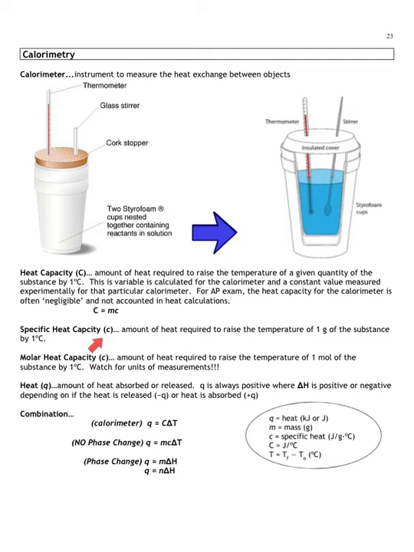The specific heat capacity, this is small c, and it's the amount of heat to raise 1 gram of a substance by 1 degree Celsius. Now that's very different from heat capacity, where you're not even given the mass of the quantity of the substance.